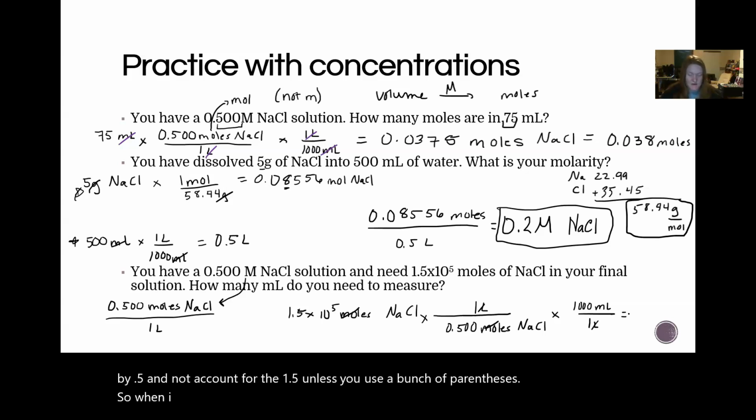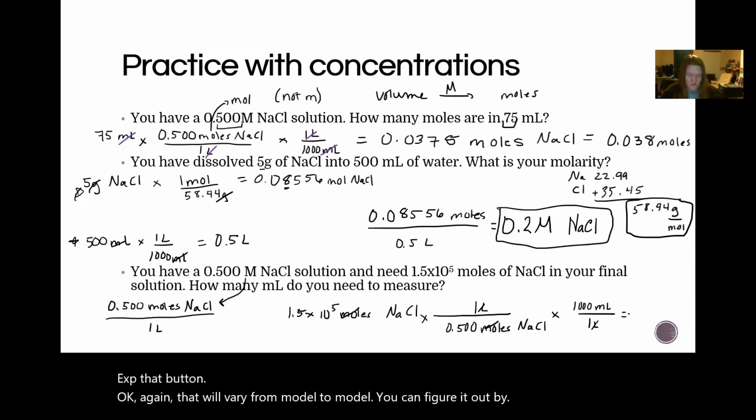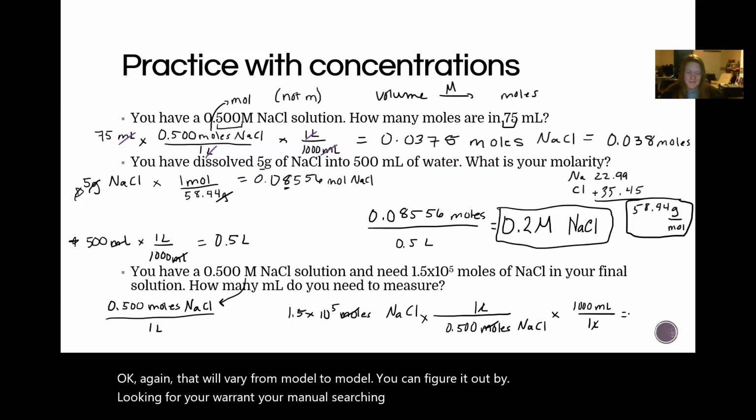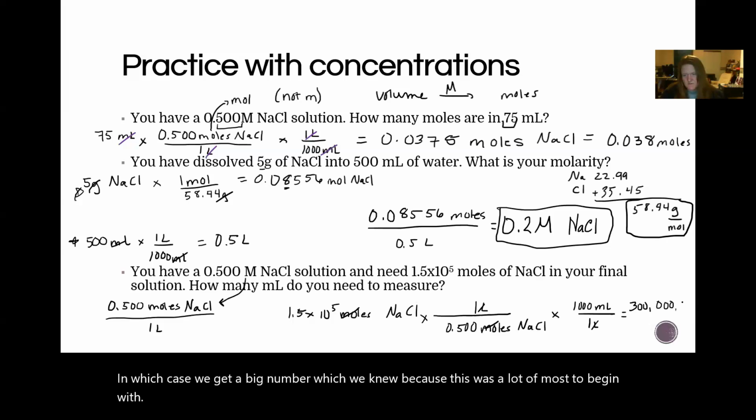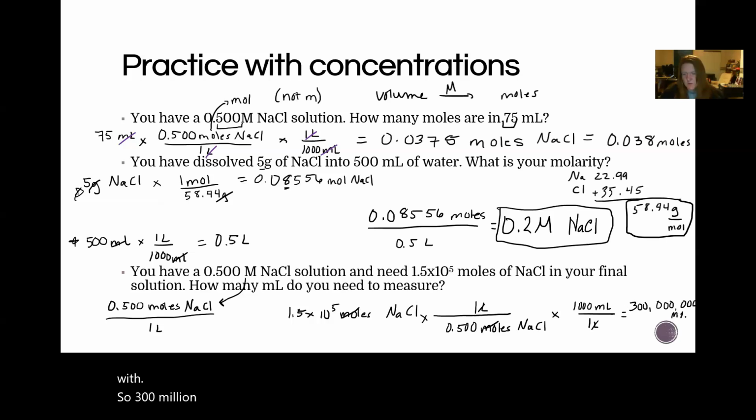So what I typed into my Casio little calculator here is 1.5 EXP, that button. Again, that'll vary from model to model. You can figure it out by looking for your manual, searching for scientific notation. So I put that in there, and then I'm going to divide by 0.5. And we end up getting a very large number of 300,000. But then I also need to multiply that by 1,000, in which case we get a big number, which we knew because this was a lot of moles to begin with. So 300 million milliliters.